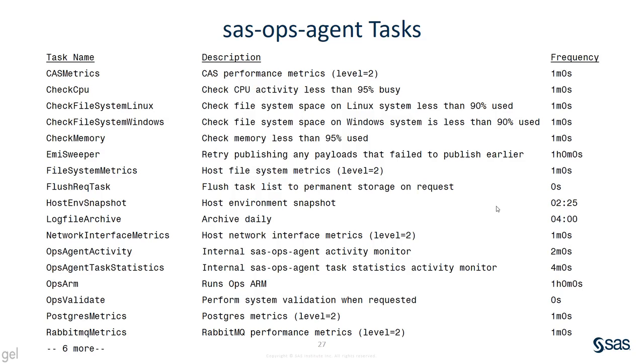And if I do that, what you'll see is that there are up to, I think there's 16, I don't know, can't count them. But there are a lot of jobs that this Ops agent runs periodically. And on the left-hand side, you have the name of the task. The middle, you have the description. And on the right-hand side, you have the frequency. So for example, on the top line, you see that every minute, we're going to run a command that captures the CAS metrics.